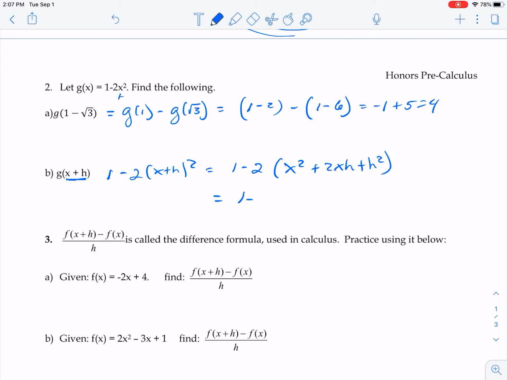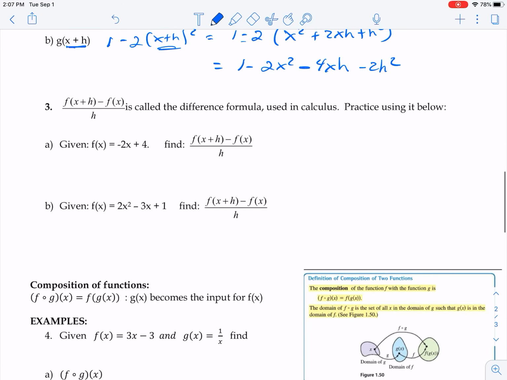Now 1 minus 2x squared plus 4xh. Nope, sorry. You got to make this negative and that one's negative, because you're multiplying by negative 2. Negative and negative 2h squared. Okay? So don't forget to FOIL.